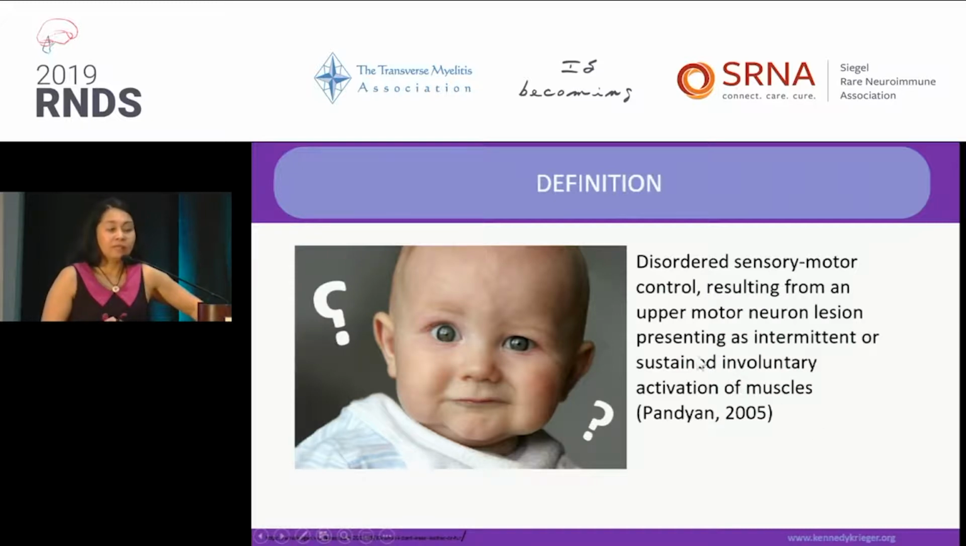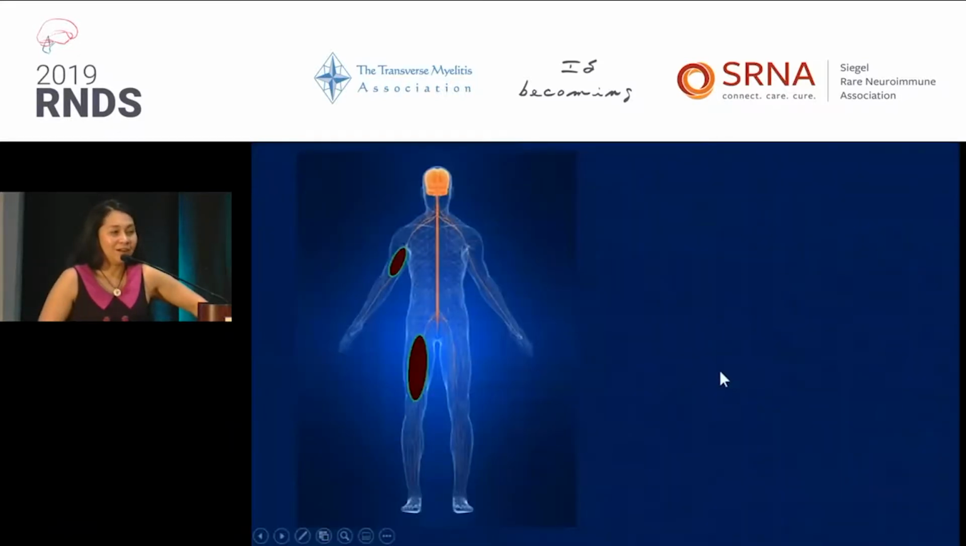It is a disorder in your sensory and motor control. You basically have no control over spasticity most of the time. What people don't quite understand is what an upper motor neuron lesion is. And I'm going to try to explain to the best of my capabilities today. All right, so this is a lovely picture of the brain and the spinal cord.